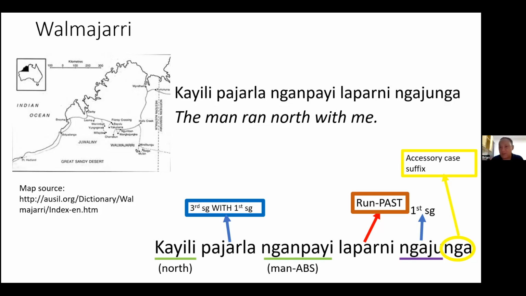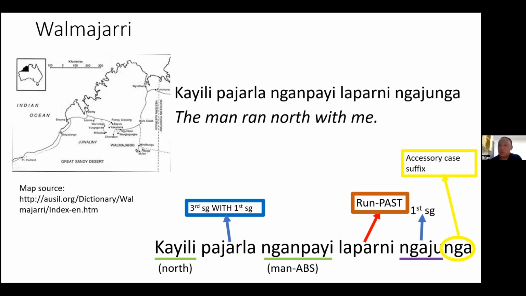So in this language, if you look at word by word, the word kaili means north. The pajarla means third person singular, he or she did something with me. Not did something to me, that's a different one. Did something with me, okay? So that's a different word. And then nganpayi is the man, but the man doesn't have any suffix because the word laparni is intransitive. Laparni is to run. It doesn't have an object, right? So because of that, nganpayi is in the absolute case. That's how ergative languages work generally.